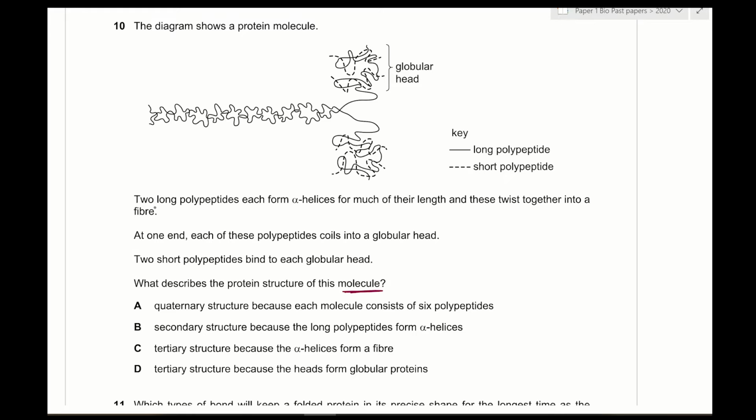Now here it says that there are 2 long polypeptides, and we all know that quaternary structure is the combining of 2 or more polypeptide chains by specific bonds. There are 4 bonds, by the way. Because it says 2 long polypeptides, and here we can see the long and the short combining, therefore it must be quaternary. It cannot be anything else. Therefore, the answer is going to be A.